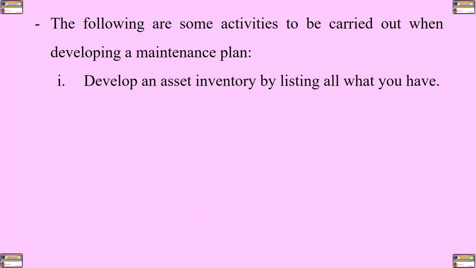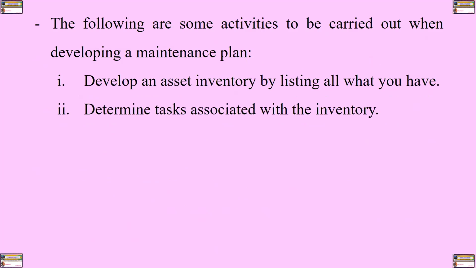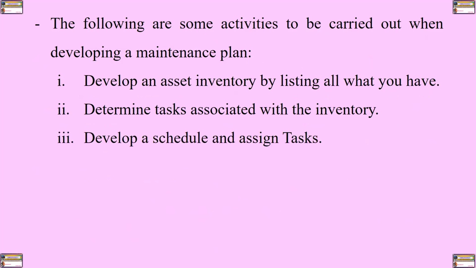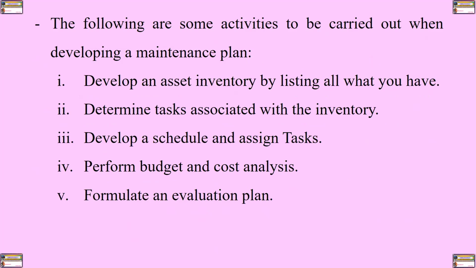Number one, develop an asset inventory by listing all what you have. Number two, determine tasks associated with the inventory. Number three, develop a schedule and assign tasks. Number four, perform budget and cost analysis. Number five, formulate an evaluation plan.